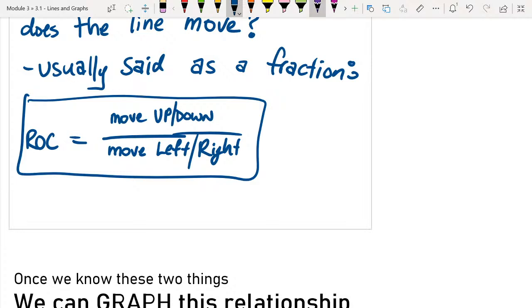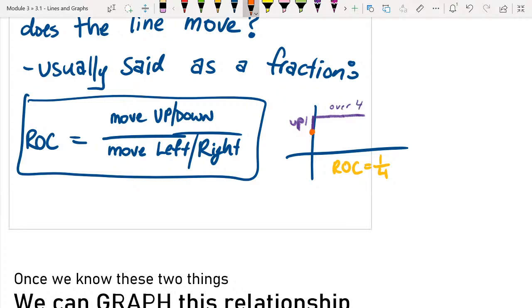So if we had a graph and the starting value is here and the rate of change was 1 over 4, then we would say, okay, no problem. I'm going to move up 1, and I'm going to have to move over how much? 4. 1, 2, 3, 4. And that will tell me where the next point goes. And then if I wanted to, I could do it again. I could go up 1 over 4, another point. Up 1 over 4, another point. Up 1 over 4. I can do that forever.